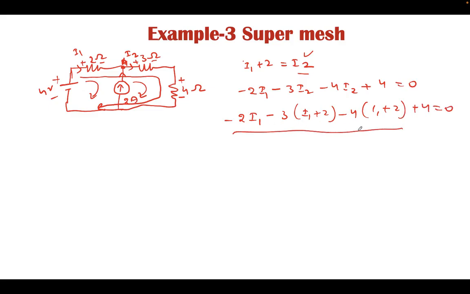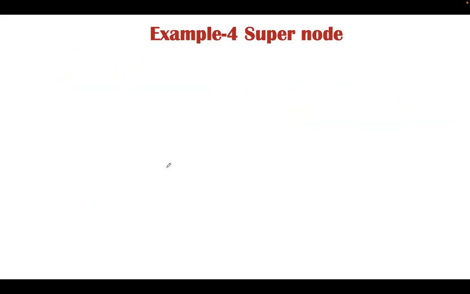In this equation only I1 is the unknown quantity. Rearranging this equation, there is one variable and one equation, so we can easily calculate I1. Knowing I1, we can calculate I2, and similarly if we want to find the voltage across this 4 ohm resistance, that will be 4 into I2, which is equal to VR4. This is the way we can solve the network if there is a supermesh.